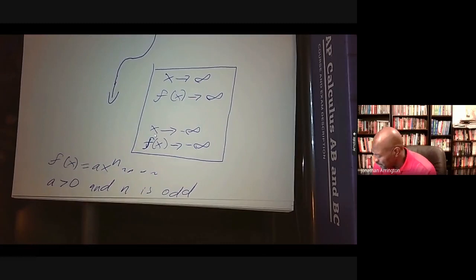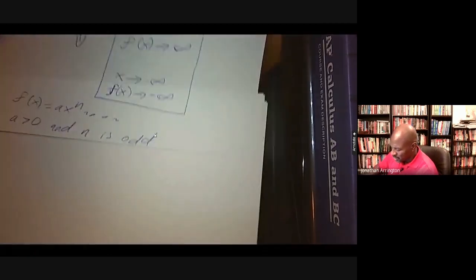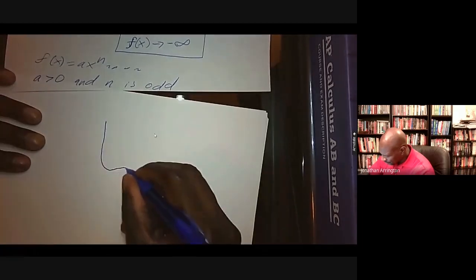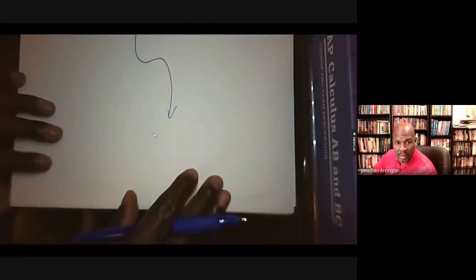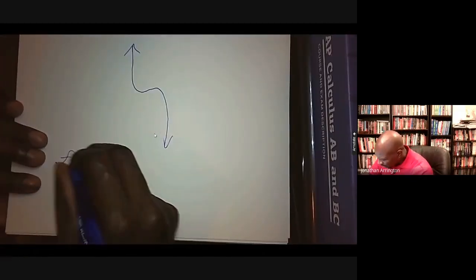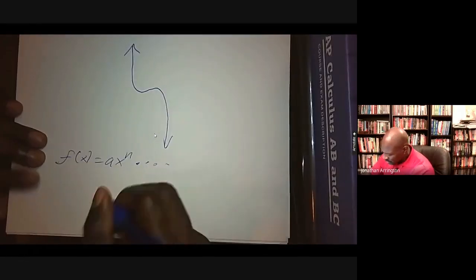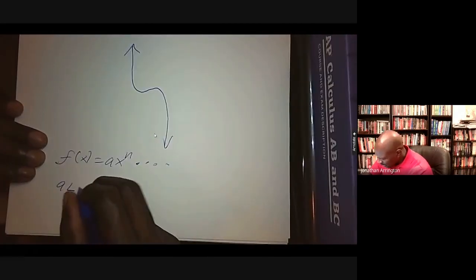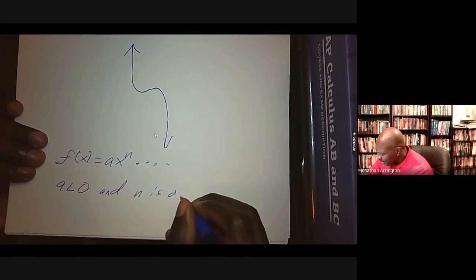Now, if I happen to make this negative, I think you understand what happens when you make this coefficient negative. So if I make this negative, notice how the graph is now. If I make it negative, this is going to happen. And so this is the case of f of x equals a x to the n and maybe some other stuff after it, where a is negative, so a is less than 0, and n is odd.